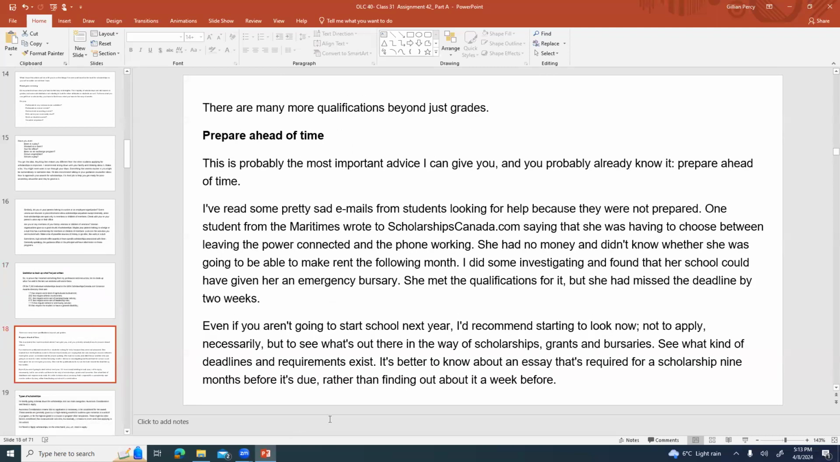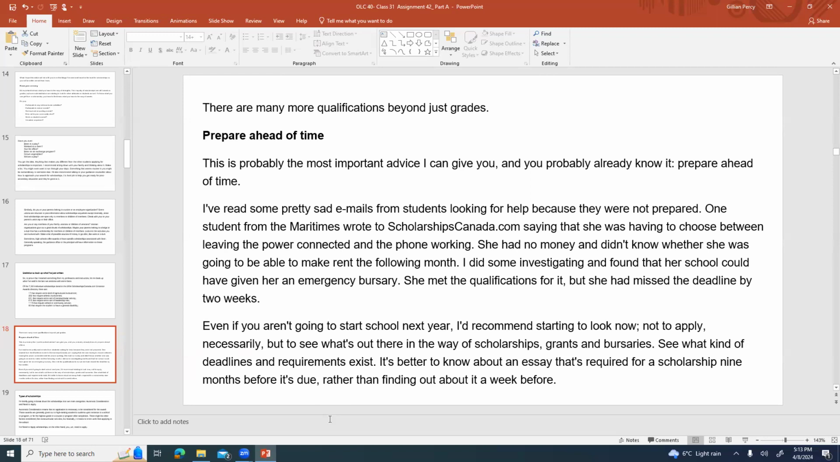Okay, there are also many more qualifications beyond just grades. Prepare ahead of time. This is probably the most important advice I can give you, and you probably already know it. Prepare ahead of time. I have read some pretty sad emails from students looking for help because they were not prepared.